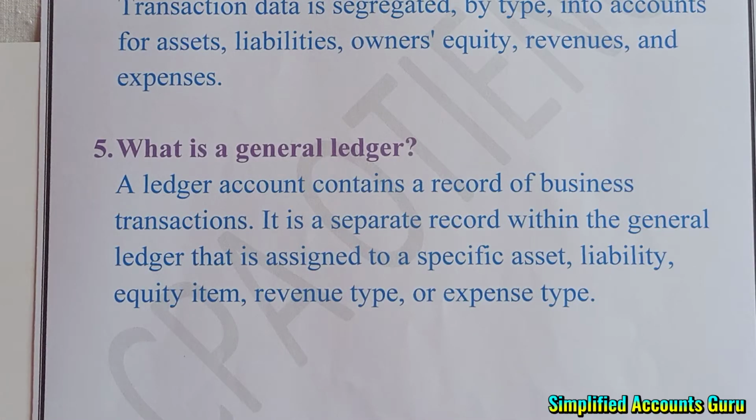The next question is, what is a ledger account? A ledger account contains a record of business transactions. It is a separate record within the general ledger that is assigned to a specific asset, liability, equity item, revenue type, or expense type. What we are saying under this is that a ledger account is that specific account which contains the information that relates to a particular asset, a particular liability, the equity item, the type of revenue, and even the type of expense that you are having.